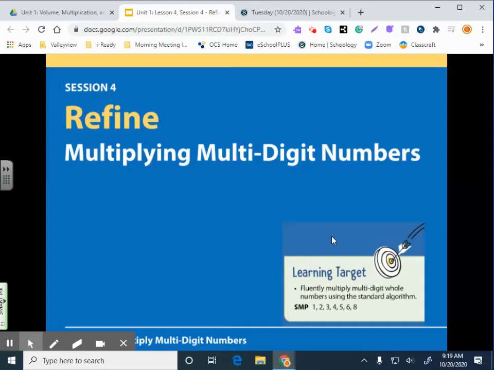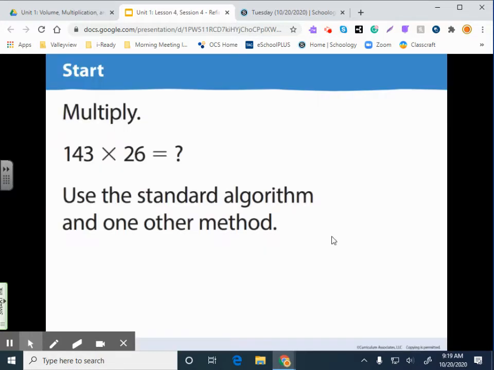All right, so we are doing the fourth part of lesson 4, and we're just going to make sure that we know all the steps there are to solve multiplication problems with the standard algorithm. So our warm-up here gives us the problem 143 times 26. So I'll just rewrite that over here.